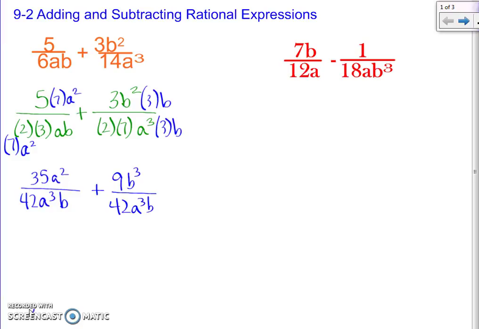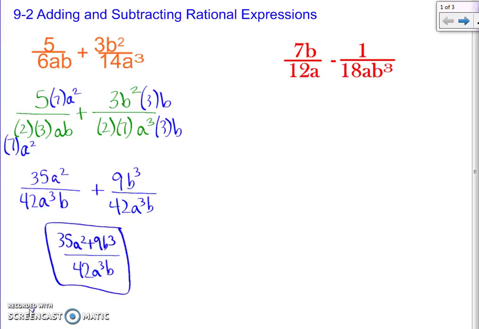Now when we add fractions, remember, once we have that common denominator, we put them together, the common denominator just stays the same. So we've still got 42a cubed b, and now we're just adding the top. Are these two top terms like terms? Can we combine them? No. So we're just going to keep them separate. And that's your answer.